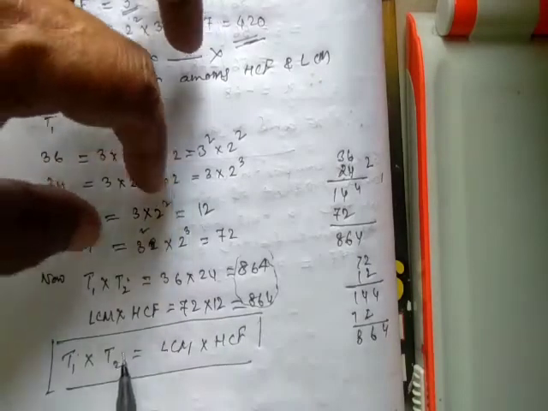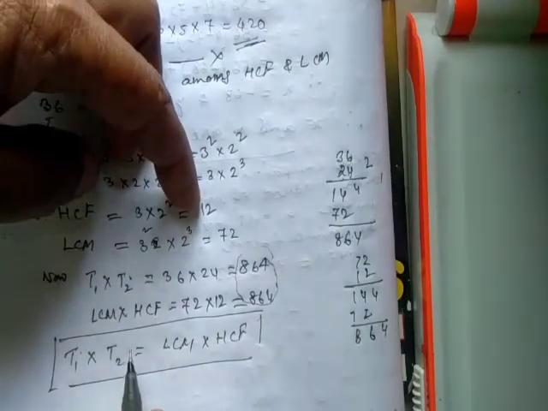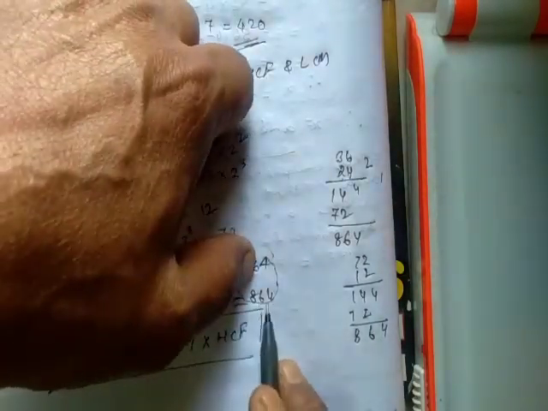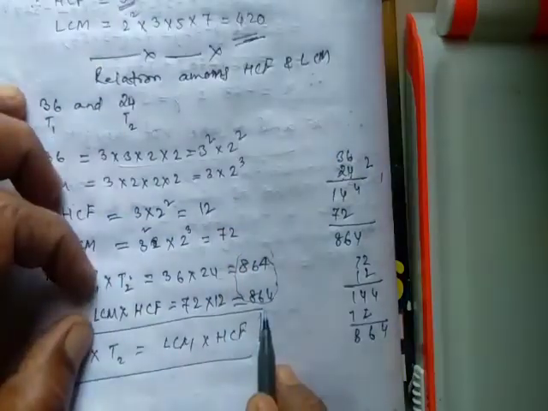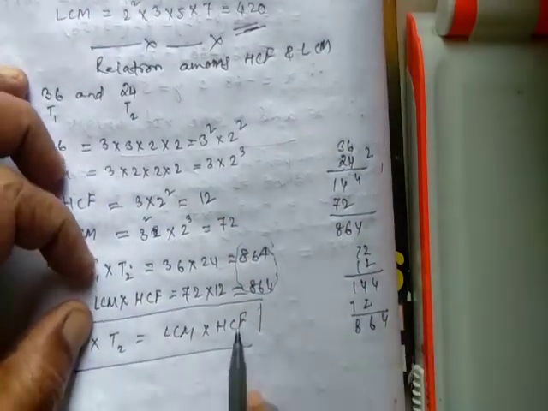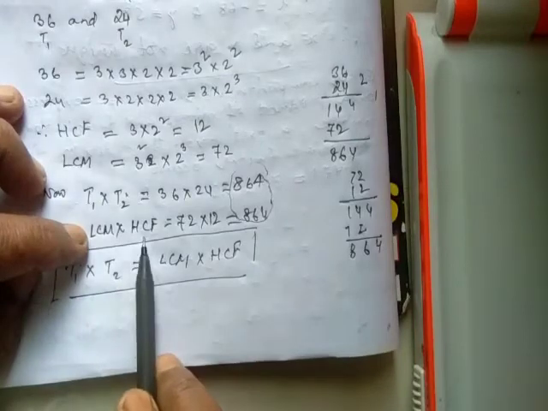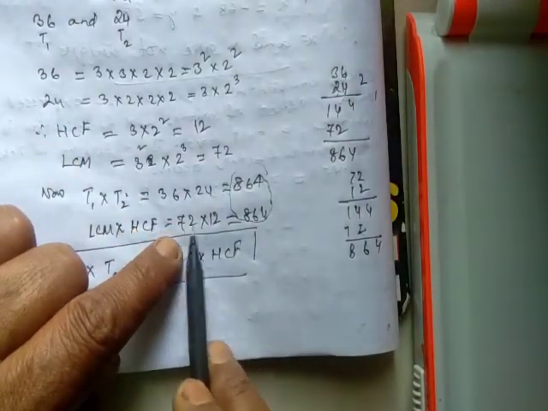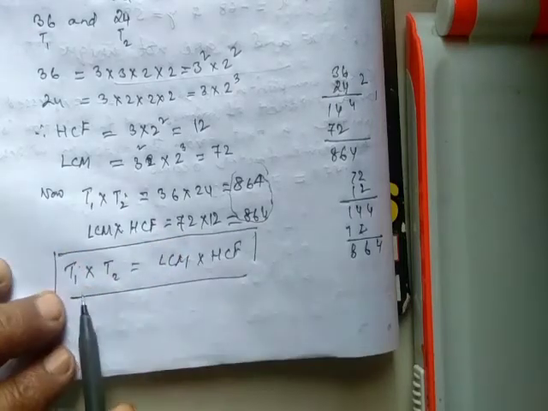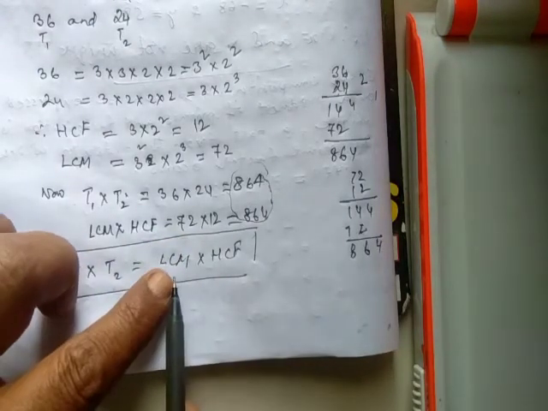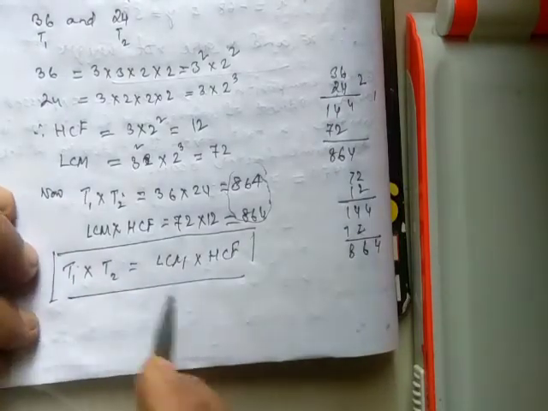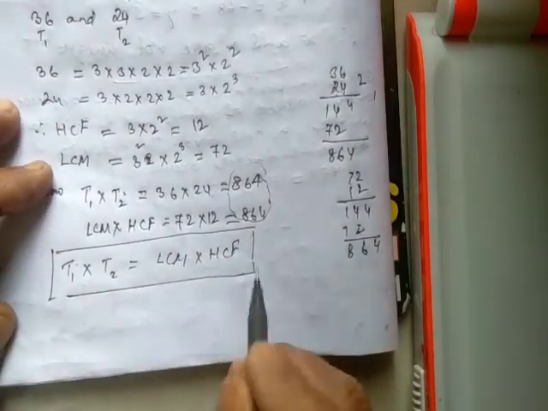Next I have taken LCM and HCF. I have multiplied 12 into 72, and thus I got 864. From these two, what I have concluded is that the product of the LCM and HCF is equal to the product of the two terms. That is, T1 into T2 is equal to LCM into HCF.